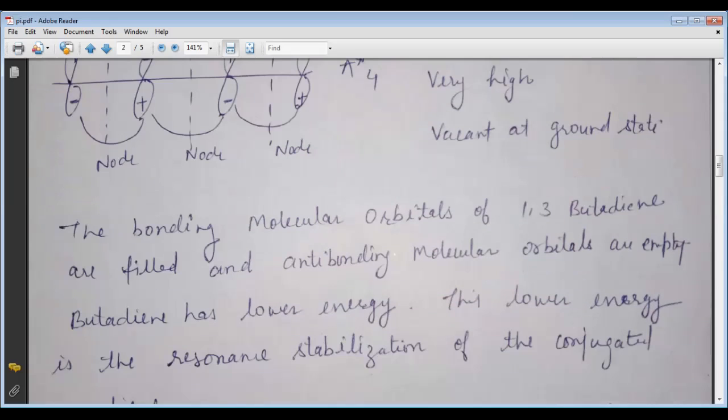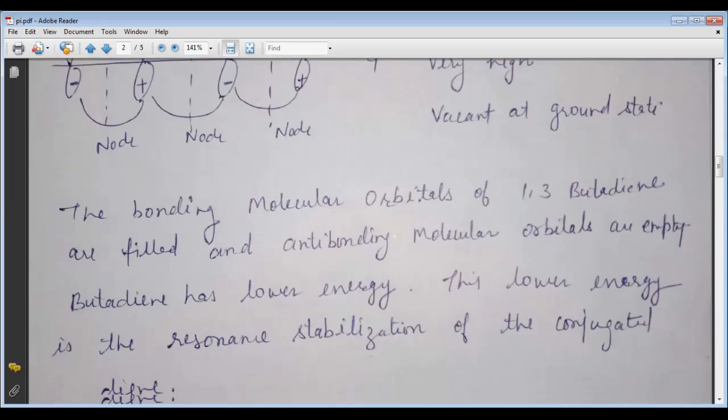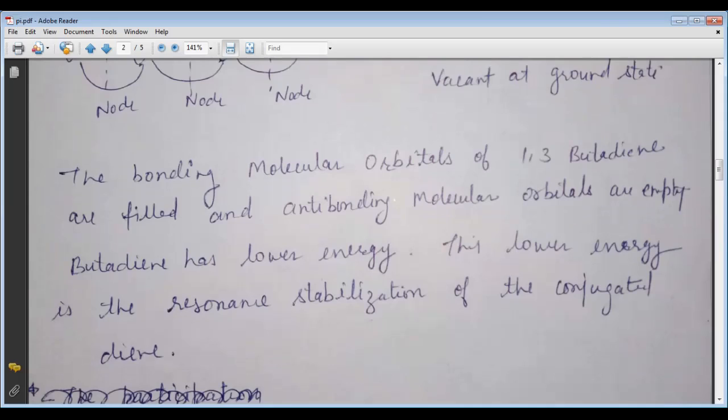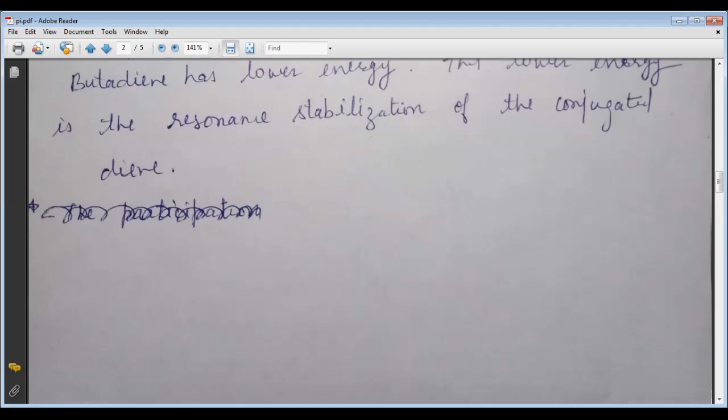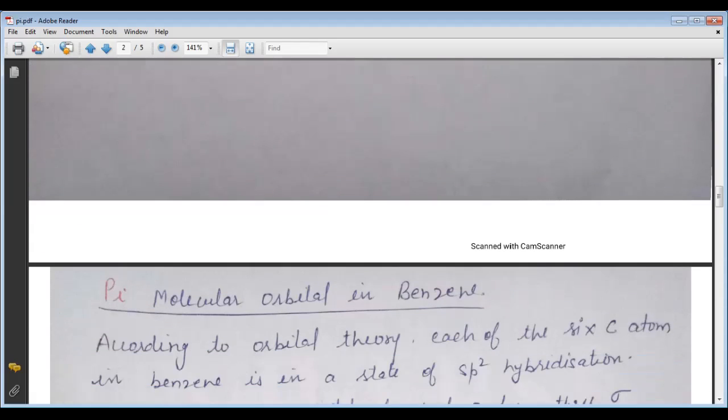So this is the pi molecular orbital of 1,3 butadiene. So here the bonding molecular orbitals of 1,3 butadiene are filled and the antibonding molecular orbitals are empty. Clear? So the butadiene has lower energy. This lower energy is the resonance stabilization of the कंजुगेटेड डाइन. तो पाई मॉलिक्यूलर ऑर्बिटल की वजह से क्या होता है, डीलोकलाइजेशन होता है, जिसकी वजह से हम उसकी स्टेबिलिटी जो होती है वो चेक करते हैं या बढ़ा देख सकते हैं. तो this is the pi molecular orbital in the 1,3 butadiene.